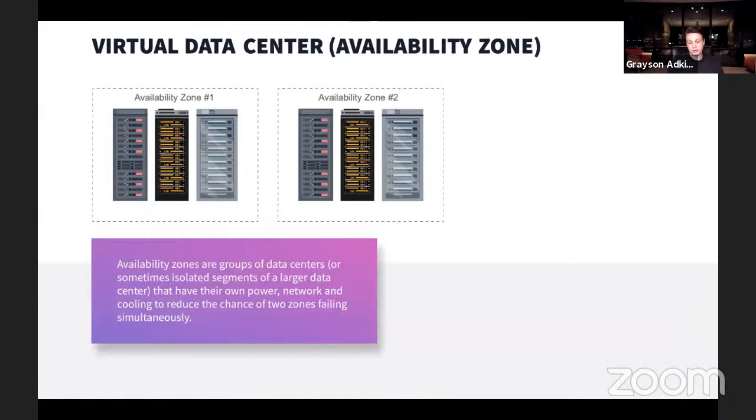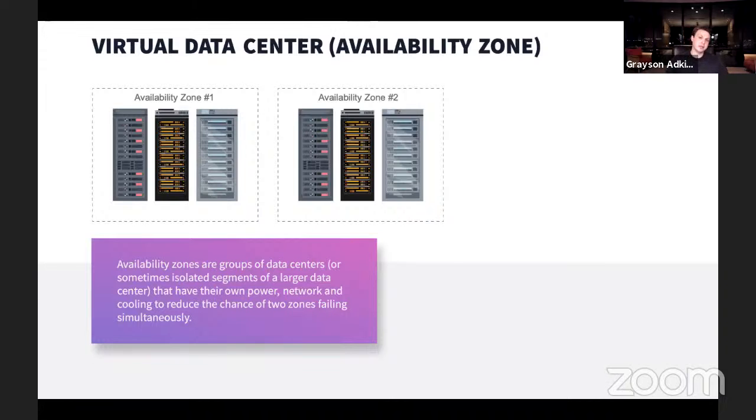Another concept of virtualization is a virtual data center, more commonly known as an availability zone or simply a zone. Availability zones are groups of data centers, or sometimes isolated segments of a larger data center, that have their own power, their own network, and their own cooling, to reduce the chance of two zones failing simultaneously. And so this can be really important for mission critical applications, or things that, at least from a monetary standpoint, you can't afford to have go down.